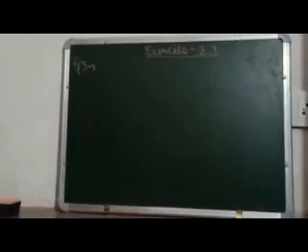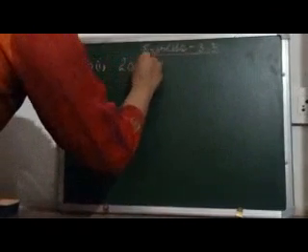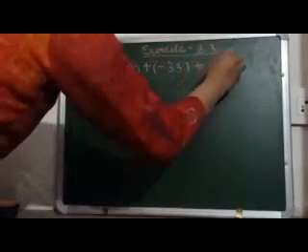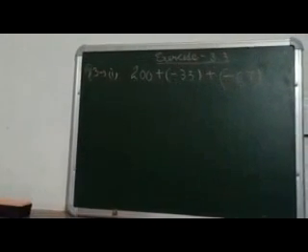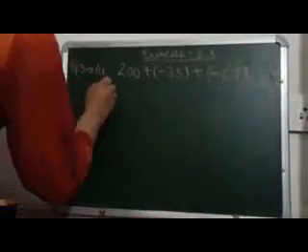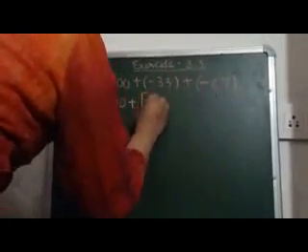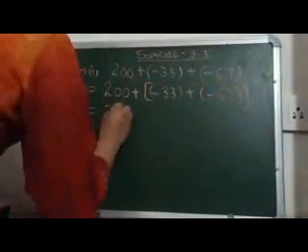Use associative law to add these integers. First part is 200 plus minus 33 plus minus 67. We have to add these integers using the associative property. So in associative property, we do the ordering. So here we will take these two integers in the bracket. So firstly we will solve these.